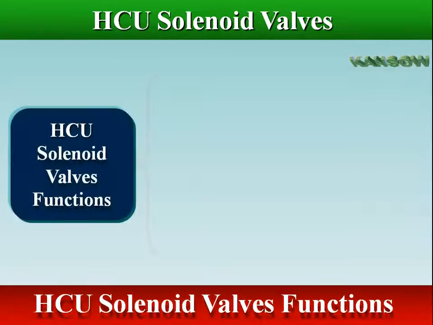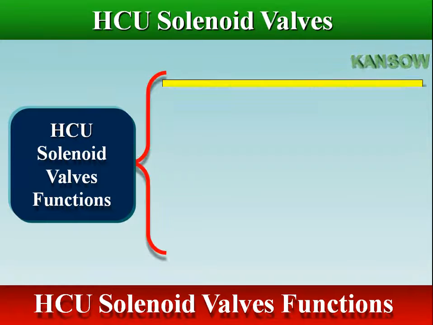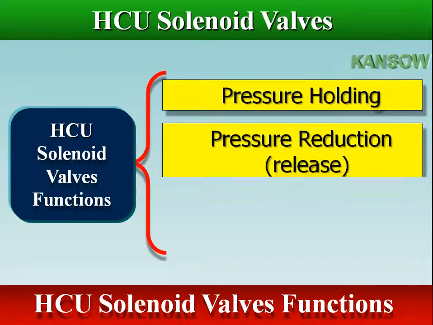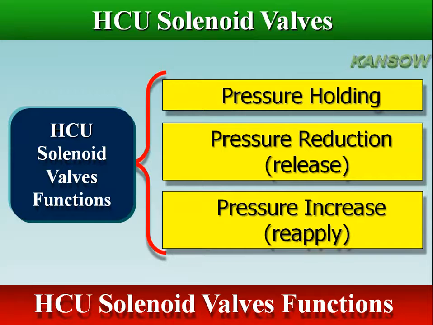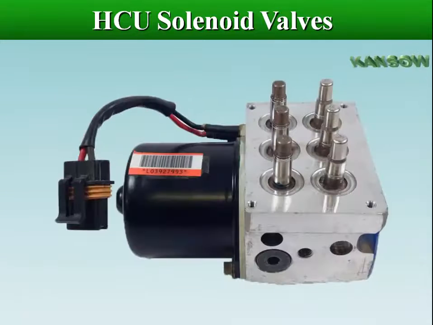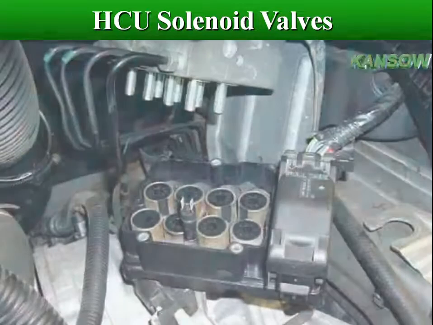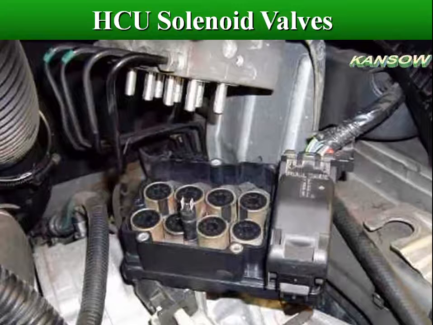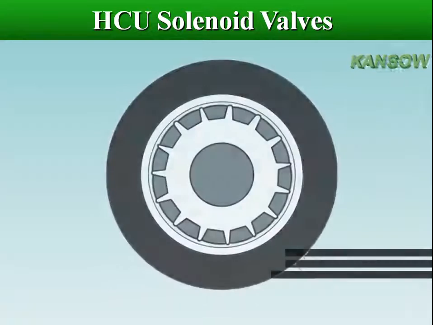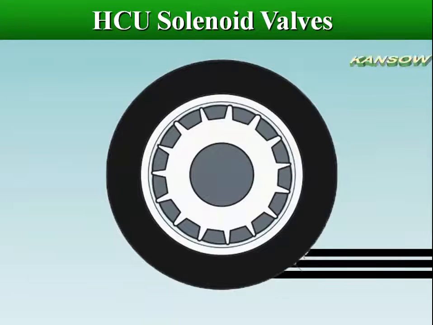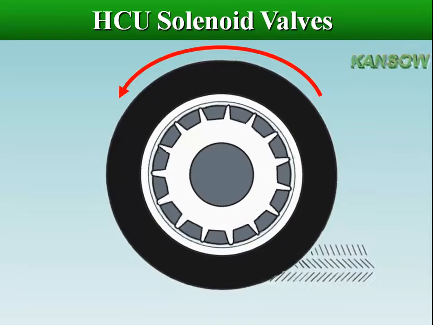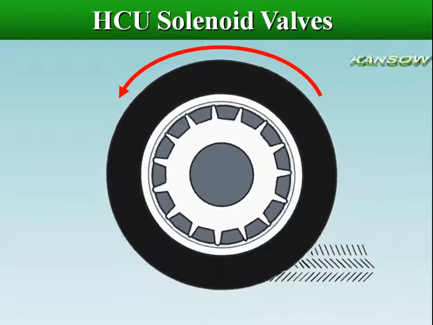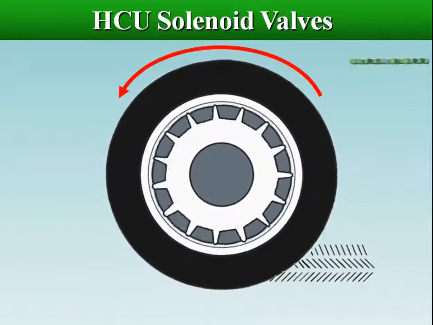These solenoids provide three operating modes during ABS operation: pressure holding, pressure reduction, and pressure increase. These valves can cycle many times per second. The valves modulate the brake pressure up to 20 times per second. The rapid modulation of brake pressure in a given brake circuit reduces the braking load on the affected wheel, and allows it to regain traction.